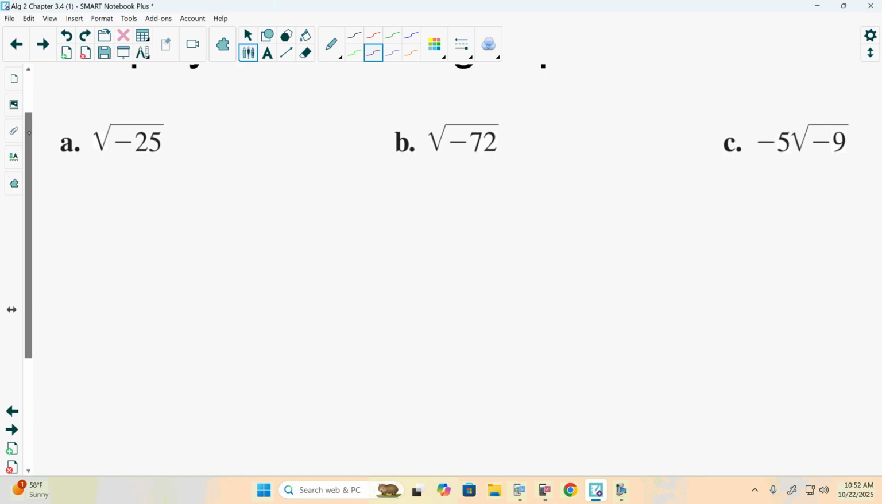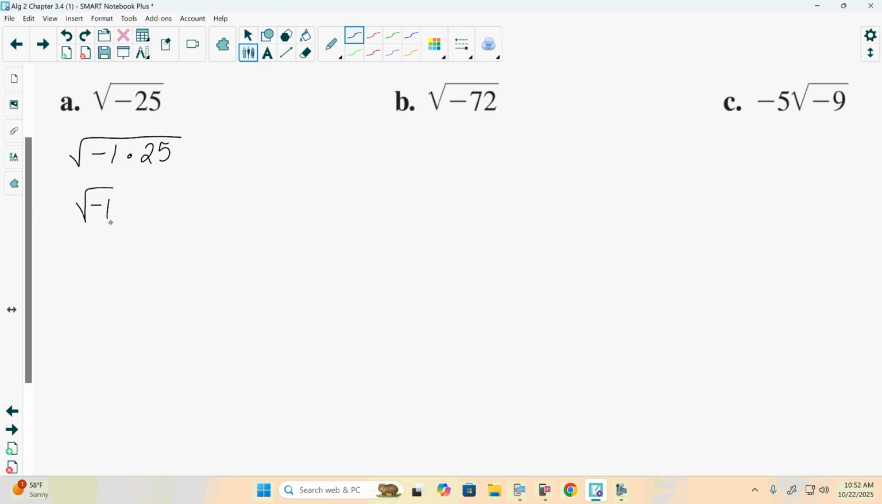Because if we look at A, the square root of negative 25, we can really break this up into two numbers. We can say that the square root of negative 25 is really the square root of negative 1 times 25. According to our properties of radicals, if I have two things multiplied inside the radical, I can break them apart into 2, because the square root of a times b is equal to the square root of a times the square root of b. And we can actually find out what this is.